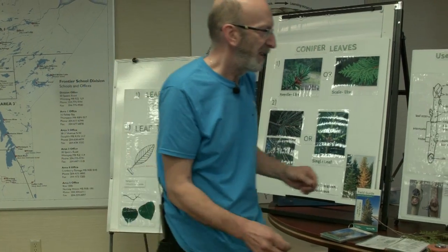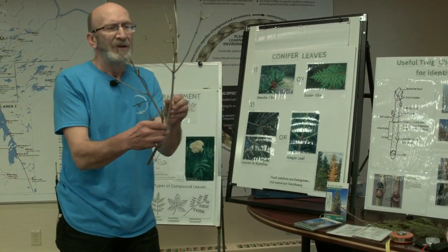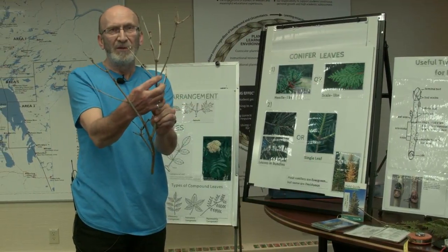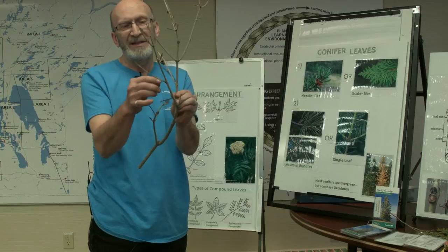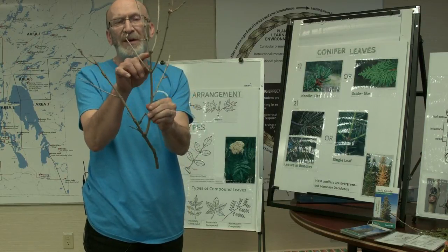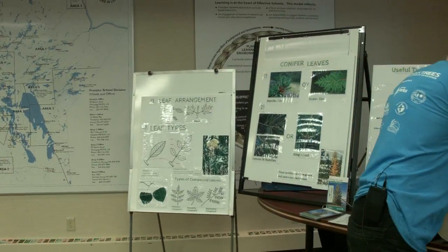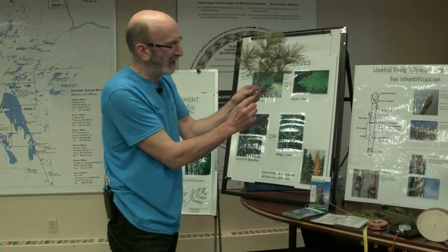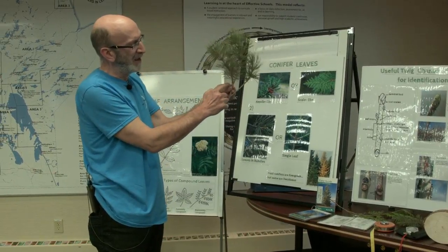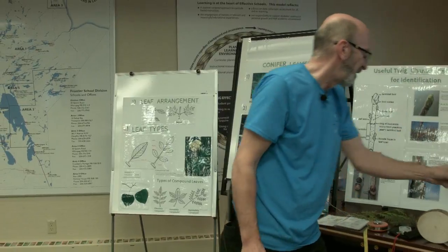Good example of that is this green ash sample here, where you can see that the stem comes up, and then where there's a branch attached, two branches come off at the same spot. In some cases the branch dies, but you can see a remnant of where it was. So that's opposite, versus something like this pine tree, where these branches are alternate. This one comes off here, this one comes off here, this one comes off here. So it's important to learn that terminology.